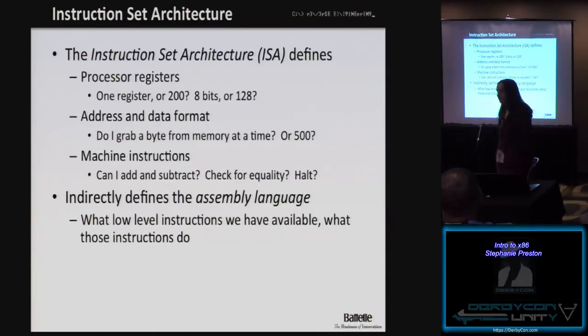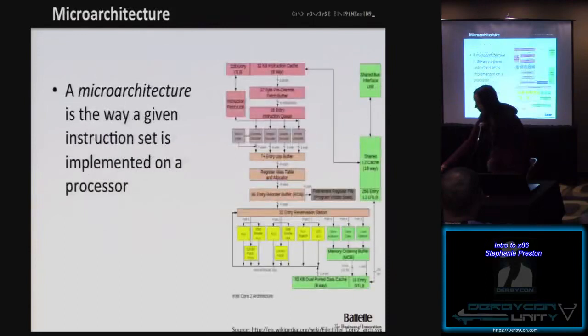So when I grab something from memory, how many bytes do I grab? What size of data am I fetching? It also defines the machine instructions. So it defines, can I do things like subtract? Can I multiply? Can I add? Basically, what functionality in the machine instructions exists in that assembly language. So it indirectly defines the assembly language. It's defining what low-level instructions we have and what those instructions do.